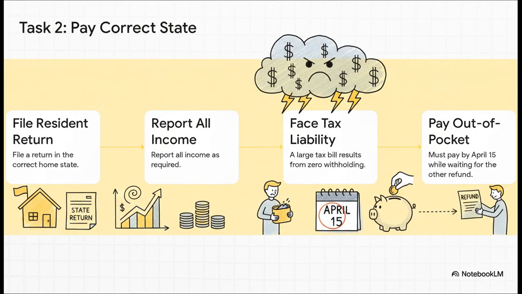But it gets worse. At the very same time they're doing that, they also have to file a return in their actual home state. And on that return, since their W-2 shows no tax was paid there, they're now staring down a massive tax bill. They have to pay that entire amount out of their own pocket by April 15th, all while just hoping that the refund check from the other state eventually shows up. It's a brutal cash flow nightmare for the employee.